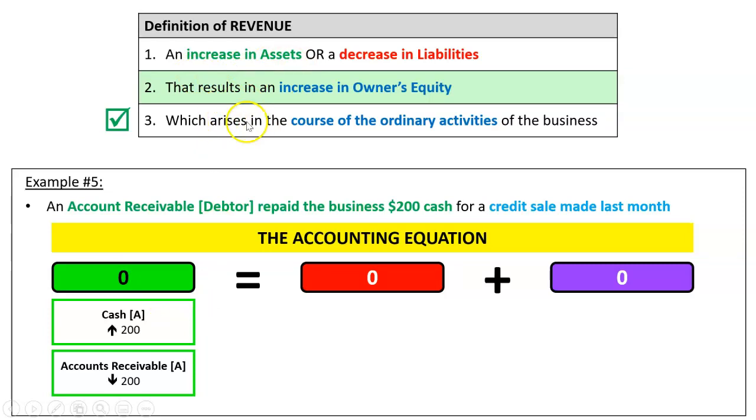Let's start with this one. It does meet this bit of the definition. It did occur during the course of the ordinary activities of the business. Okay, but our problems are with these two. Did assets increase? Well, they did, 200, but they also went down 200. So this must increase overall, and it didn't. So it doesn't meet that part of the definition. And it didn't increase owner's equity. Owner's equity is zero. So there's two reasons why this is not a revenue.